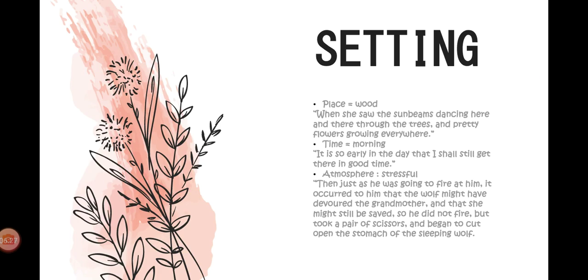After that, there is setting. From the story, there are three settings, namely place, time, and atmosphere. The place is in the wood, we can see from the following sentence. When she saw the sunbeams dancing here and there through the trees and pretty flowers growing everywhere.